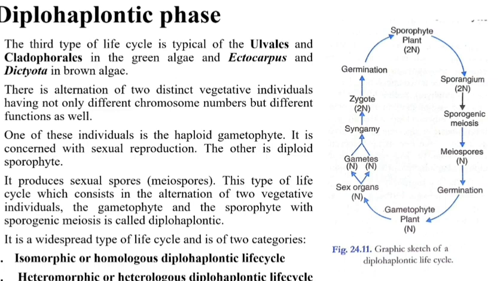This type of life cycle, which consists of alternation of 2 vegetative individuals, the gametophyte and sporophyte, with sporogenic meiosis, is called the diplohaplontic life cycle. It is a widespread type of life cycle and is divided into 2 categories. One is the isomorphic diplohaplontic life cycle, another is the heteromorphic diplohaplontic life cycle. In the isomorphic or homologous case, the 2 vegetative individuals, that is gametophyte and sporophyte, are morphologically similar, but in the heteromorphic case they are dissimilar.